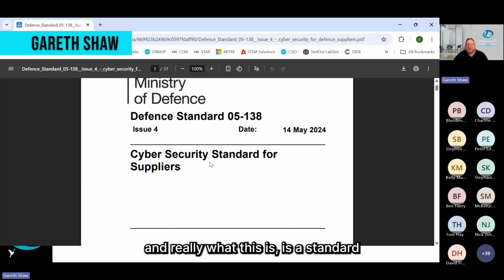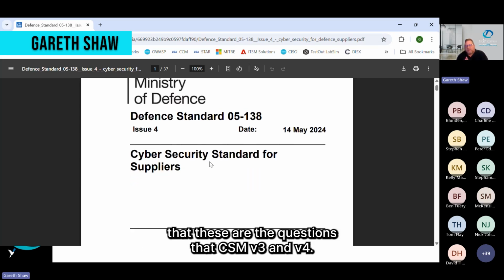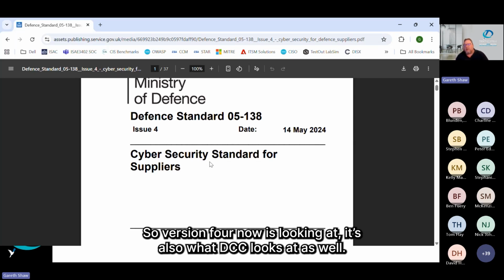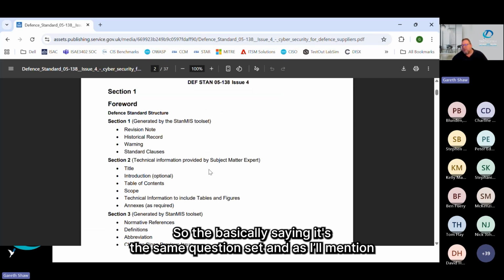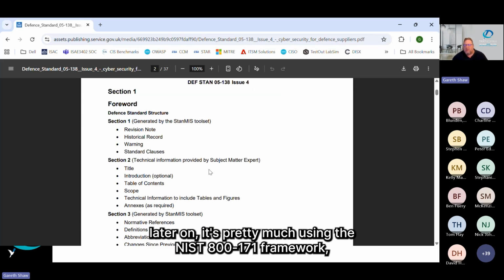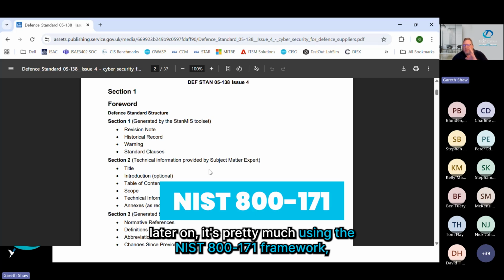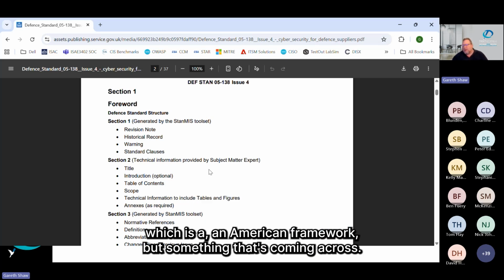And really, this is the standard, these are the questions that CSM version 3 and 4, so version 4 now, is looking at. It's also what DCC looks at as well. So they're basically saying it's the same question set. And as I'll mention later on, it's pretty much using the NIST 800-171 framework, which is an American framework, but something that's coming across.